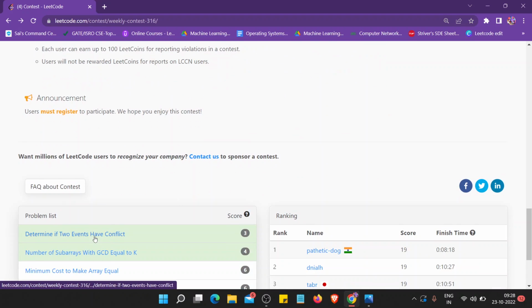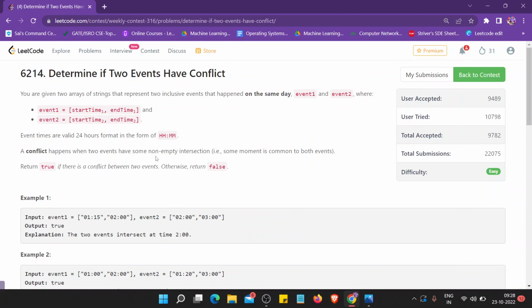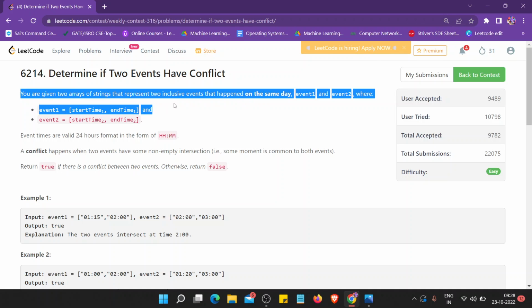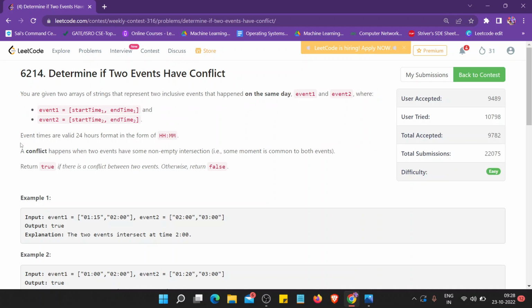So the first question is determine if two events have conflict. We are given two arrays of strings that represent two inclusive events that happened on the same day, event 1 and event 2, where event 1's start time and end time is given, and event 2's start time and end time is given. Event times are valid 24 hour format in the form of HH:MM. If you are able to deal with HH and MM, I am sure you can do this question. It's some string manipulation, so it's kind of greedy.